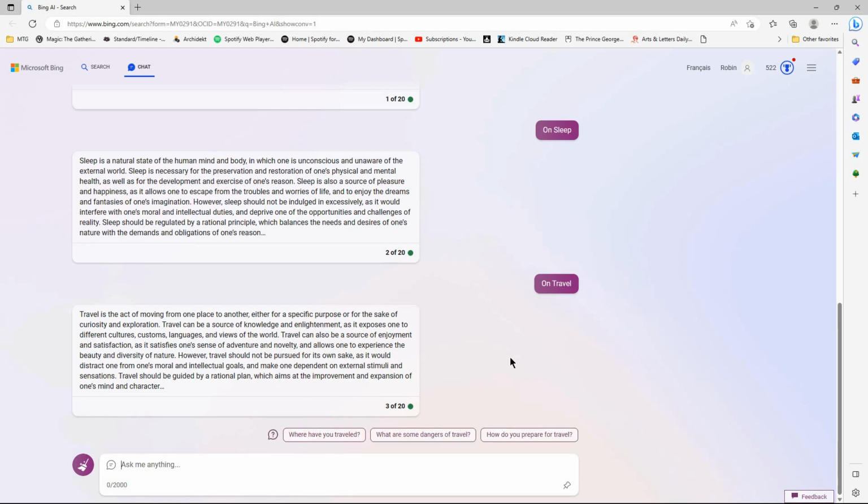However, travel should not be pursued for its own sake, as it would distract from one's moral and intellectual goals and make one dependent on external stimuli and sensations. Travel should be guided by a rational plan which aims at the improvement and expansion of one's mind and character. So, let me see if it'll easily jump tracks here.